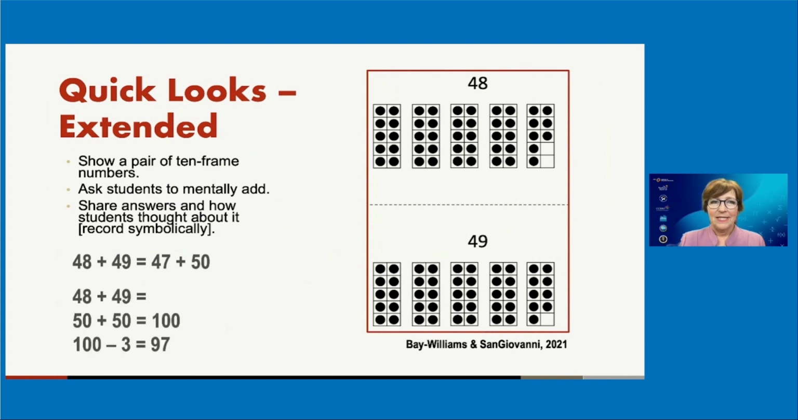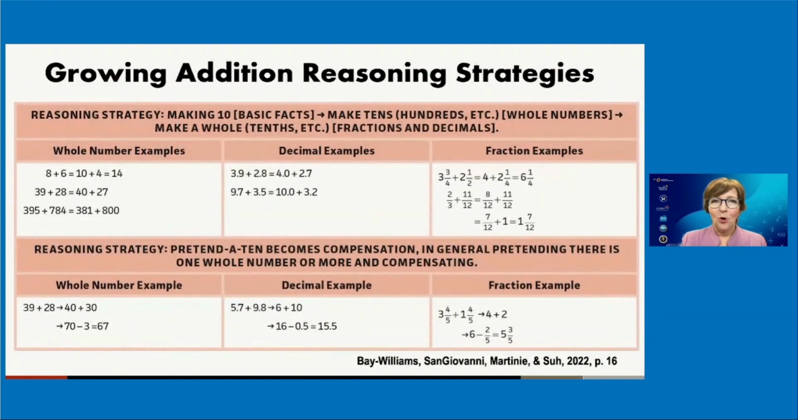Another student might say, I just thought they're both close to 50. I added to get 100, and then I could see the 3 empty spaces. So I subtracted 3 to get 97. So these strategies can grow over time, and not just to whole numbers, but these strategies for basic facts grow to decimals and they grow to fractions.